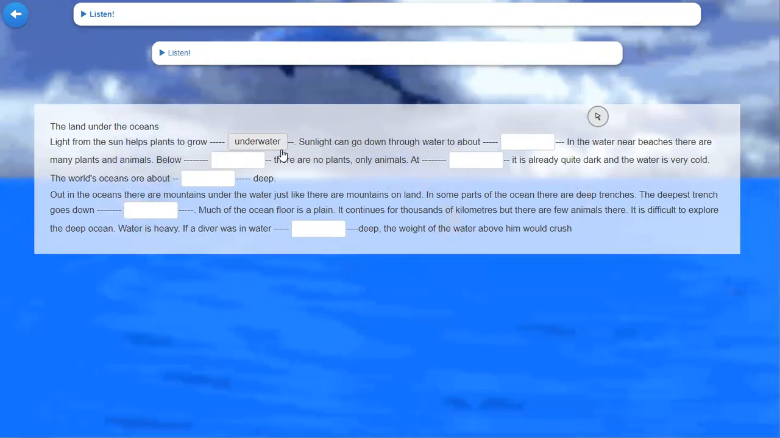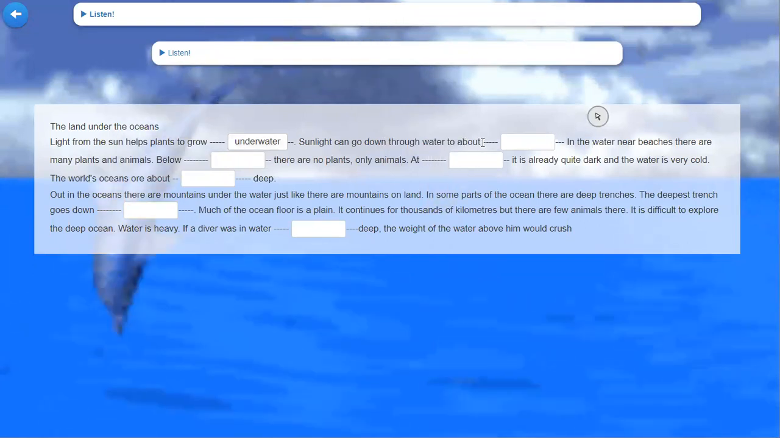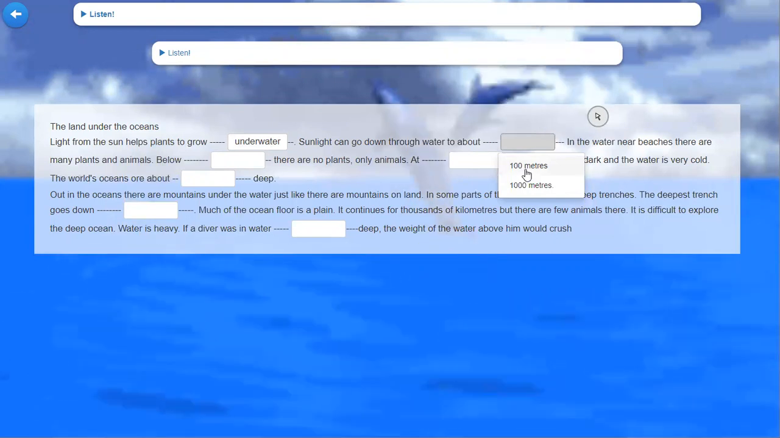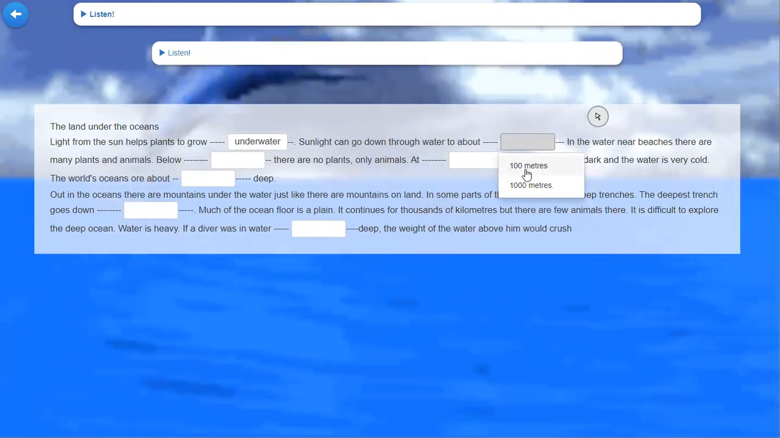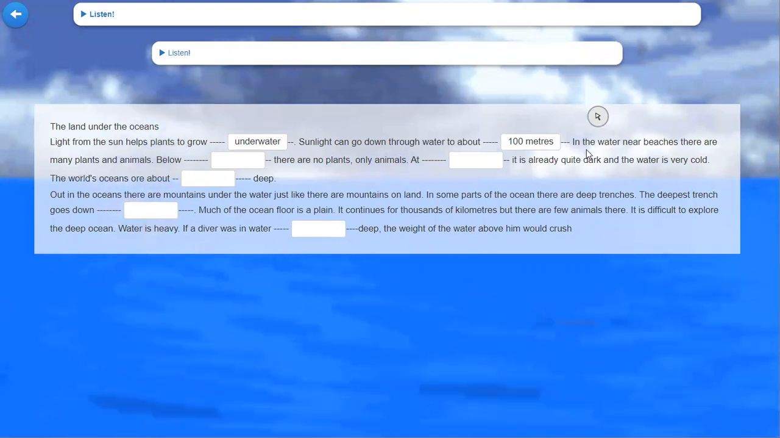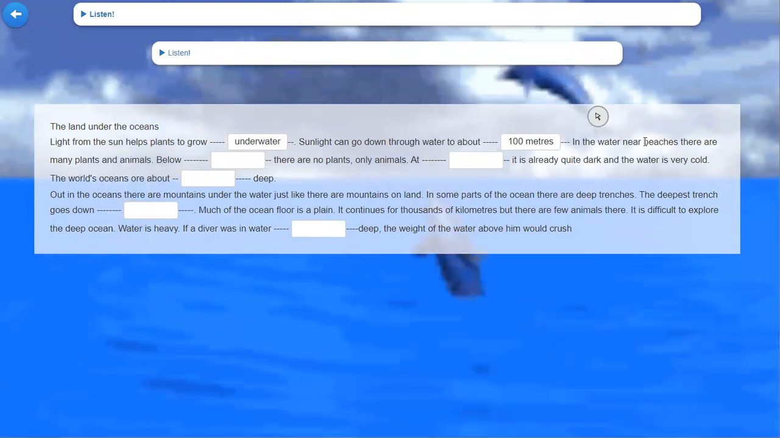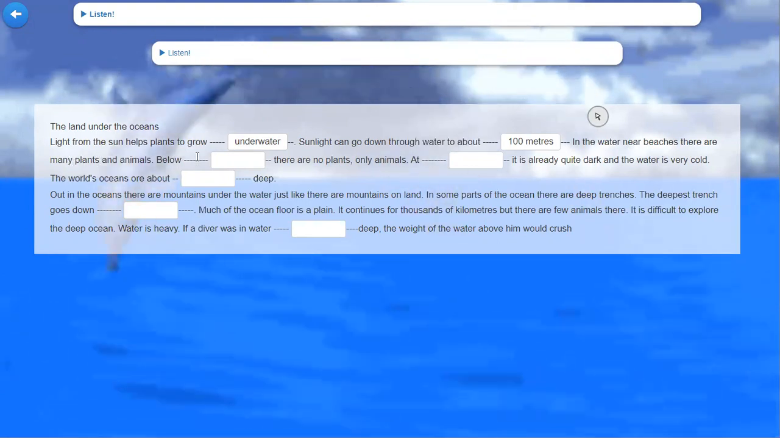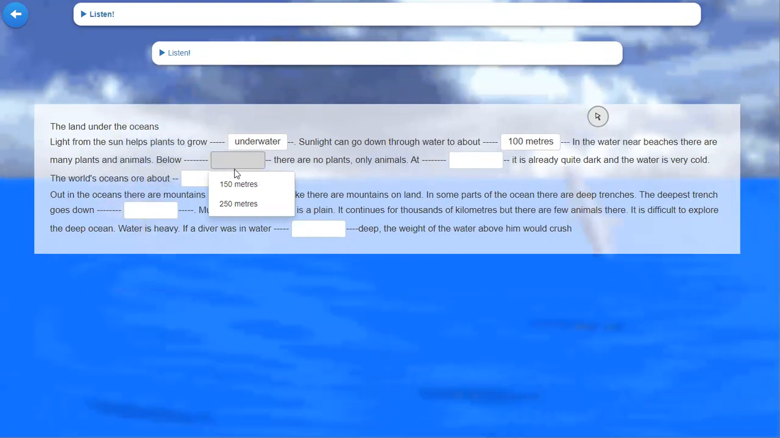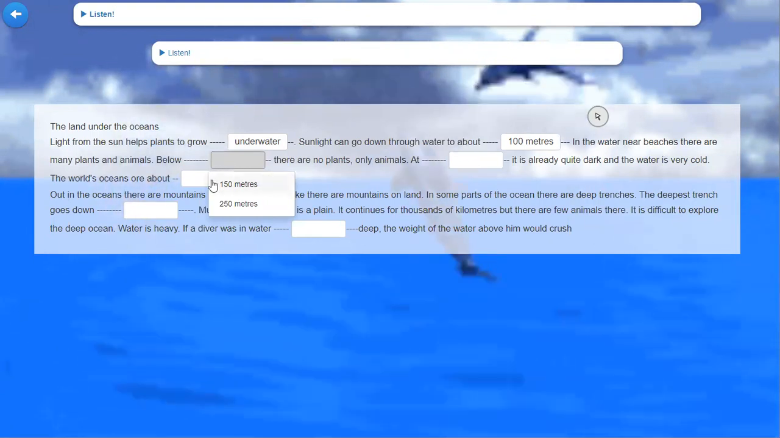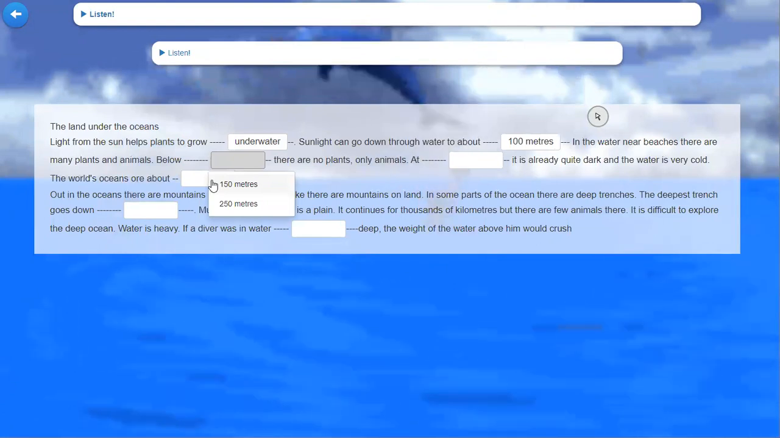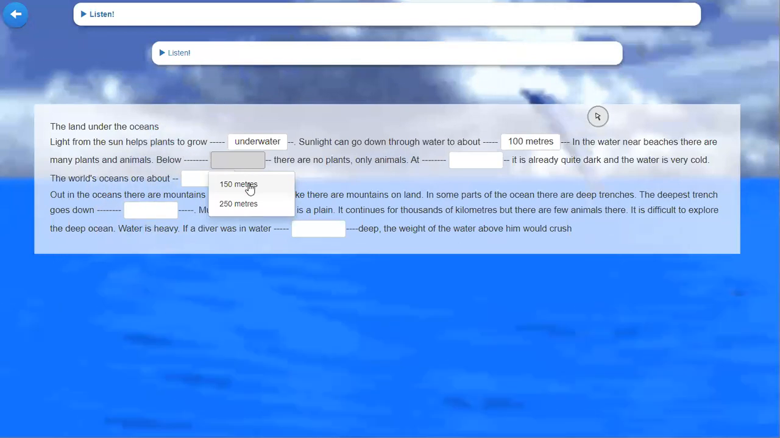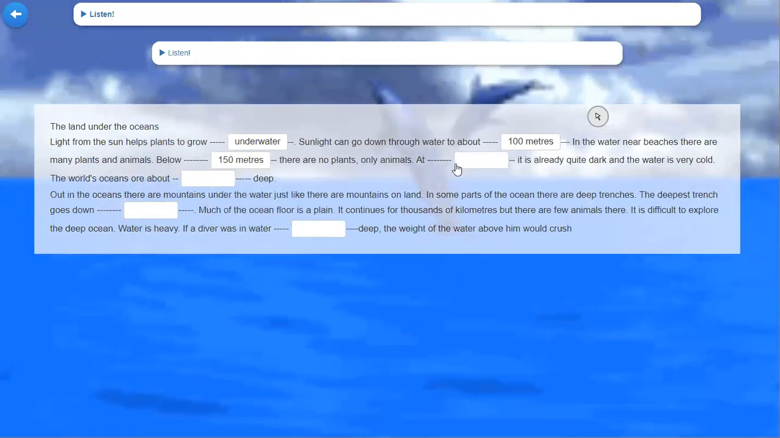Light can go down through the water to about 100 meters. In the water near the beaches, there are many plants and animals below. 150 meters. There are plants only at 150 meters.